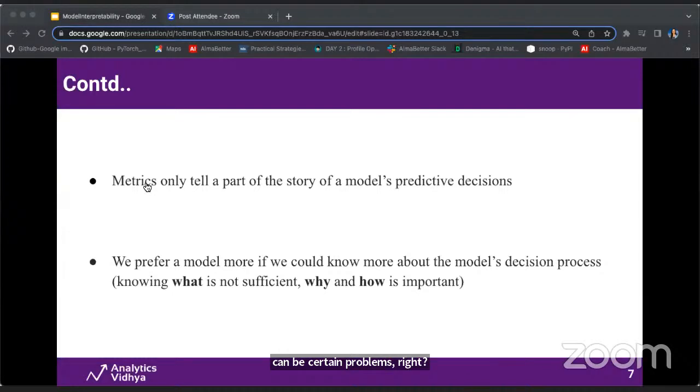So in a way, the performance might change due to these faults, due to these assumptions that you have taken. Hence, it is very important for us to understand what drives a model to take certain decisions.